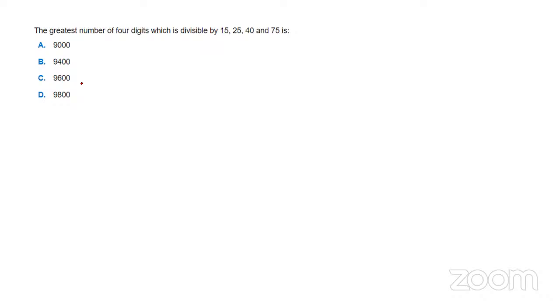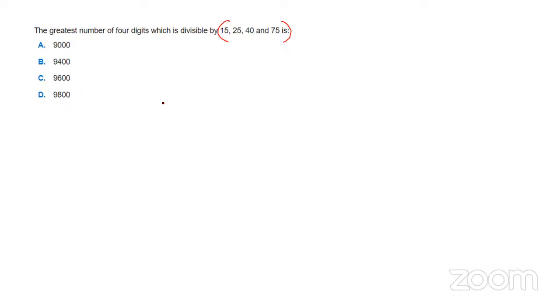So this question is also based on number properties. Greatest number of 4 digits which is divisible by 15, 25, 40, 75. So you need to find the greatest 4-digit number that is divisible by these numbers. There are 2 ways you can approach these kinds of questions, and it's a common question in NIFT.